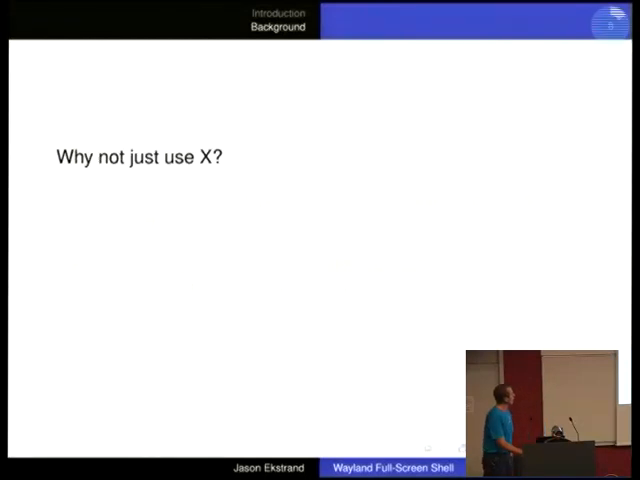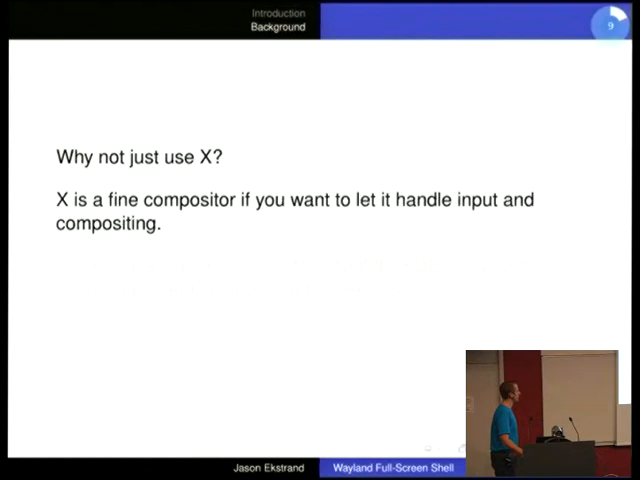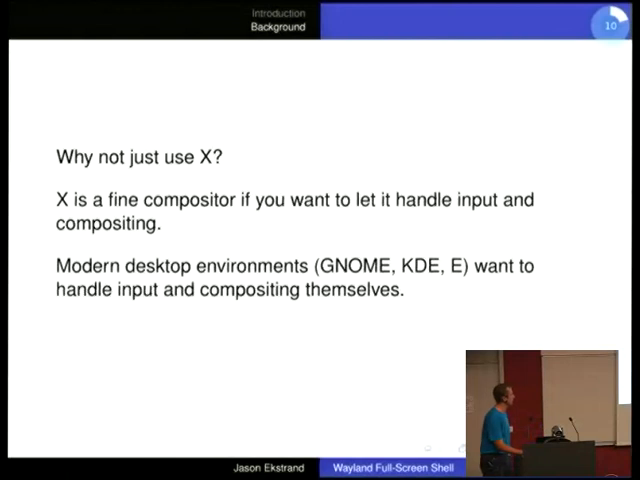So why not just use X? Well, X is a pretty decent compositor. It's efficient, it does a good job if you want to let it handle input and compositing, which most modern desktop environments, by modern I mean the composited ones like KDE and GNOME, they want to be able to, they're doing the compositing themselves, they're getting the client surfaces from X and then compositing them together and handing X back the buffer. And they want to be able to do input redirections so they can do all of their fancy effects and everything still works. And in this case, the X model doesn't work quite as well.